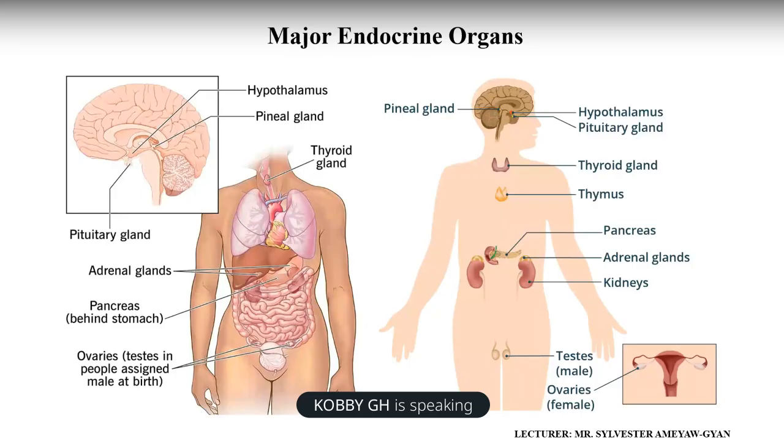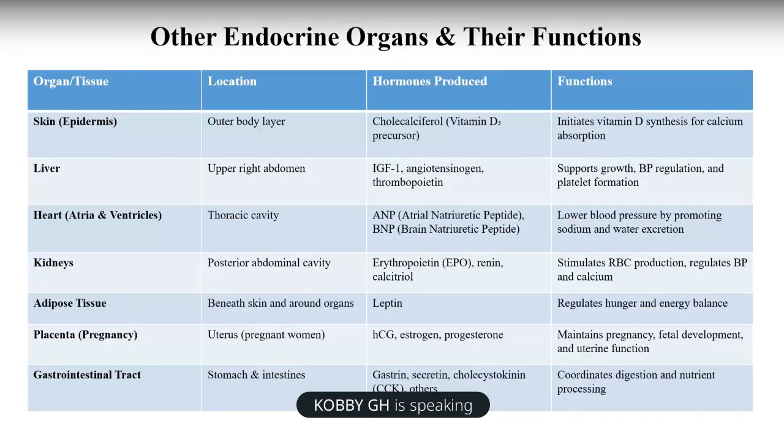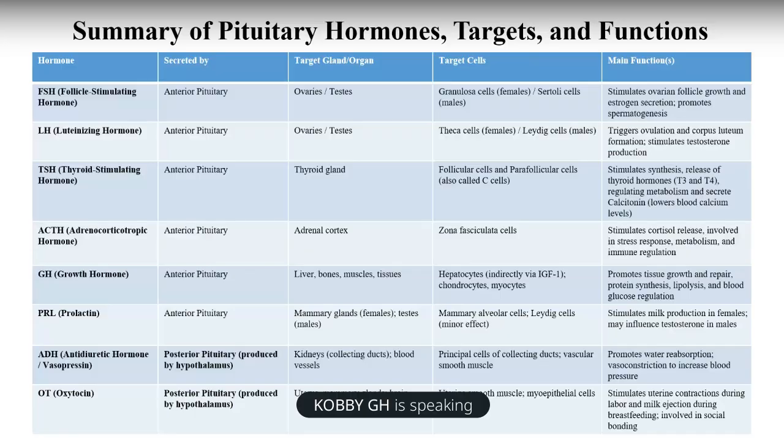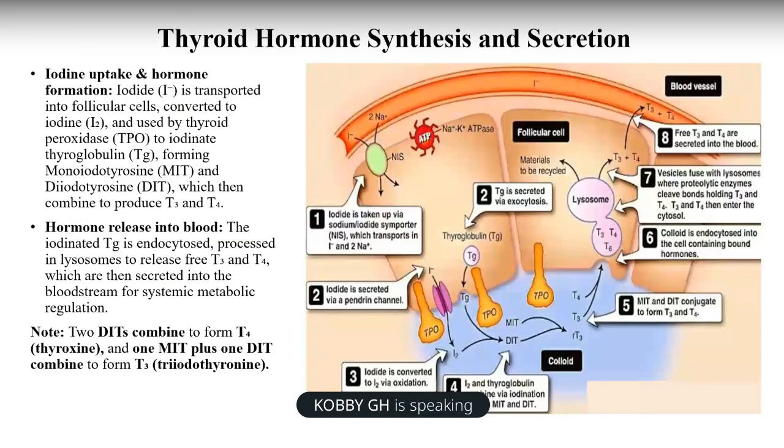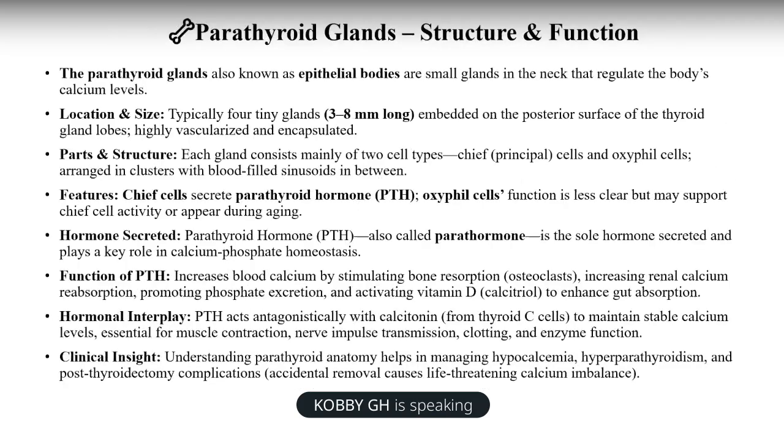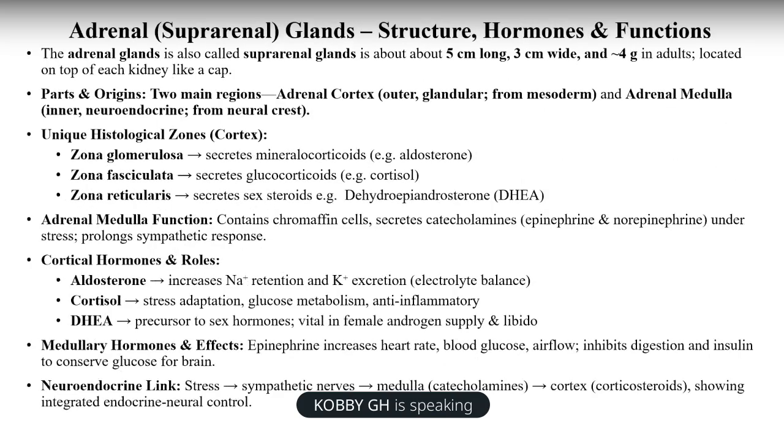Suprarenal gland is another name for the adrenal gland. It actually sits on top of the kidneys. So when you hear suprarenal gland, we are talking about the adrenal gland. Why do we call it suprarenal gland? Supra means on top. It sits on top of the kidneys. And there are two, because we have two kidneys.